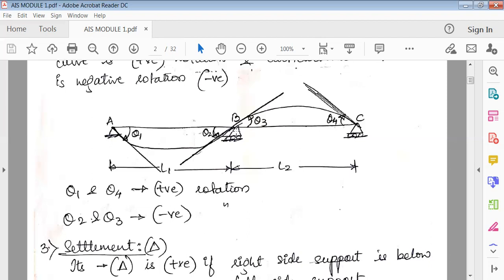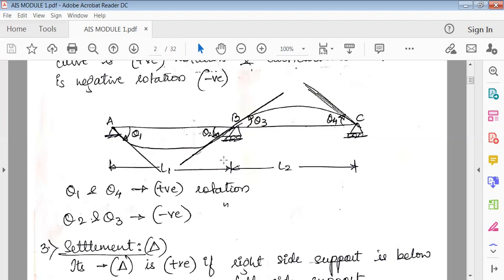Similarly, next check the span BC. In span BC, it should start at B, cut this portion, and then pass over the elastic curve at B in span BC. Similarly, at C, it should start at C, then cut and trace over the elastic curve at C.